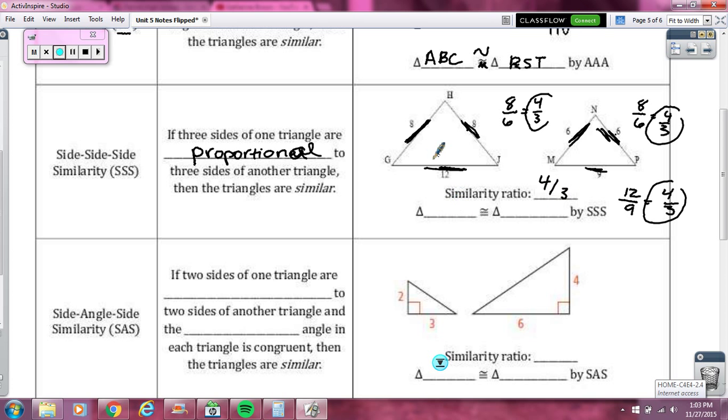And then my similarity statement would be where I say triangle GHJ, not congruent, similar to triangle MNP.